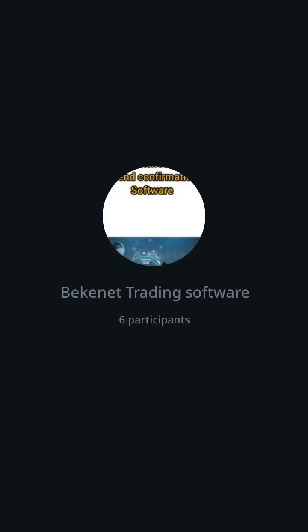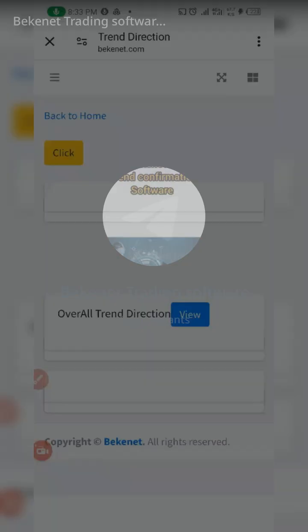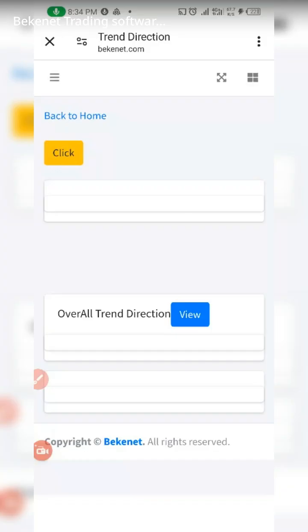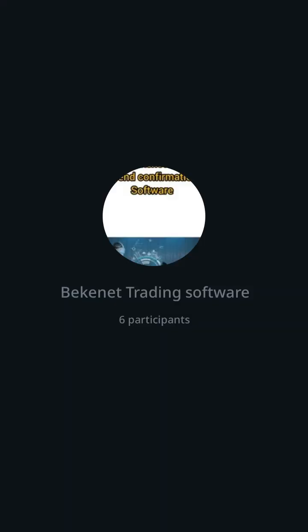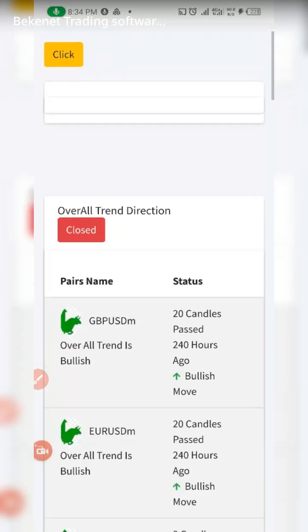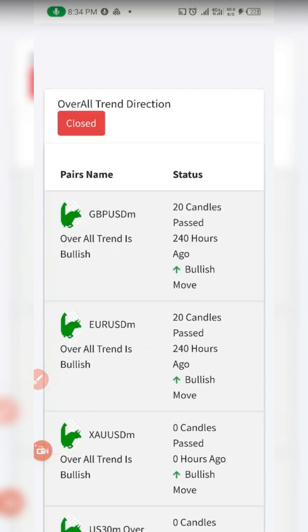So now what is this overall trend direction? This overall trend direction is simply telling us where the market is heading to at a particular time, as we are seeing it. So I'm going to be clicking this. And this overall trend direction is what the whole system works with, be it Smash 100, be it the AI, be it the neutral trend and everything.